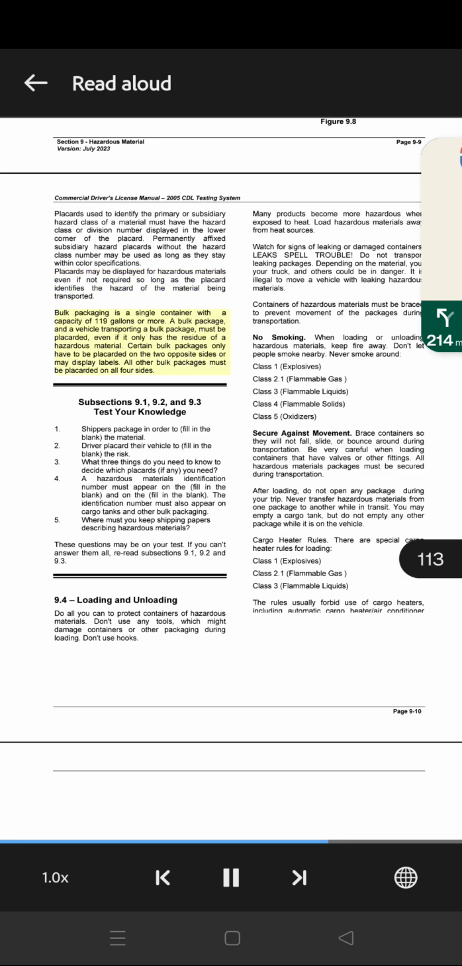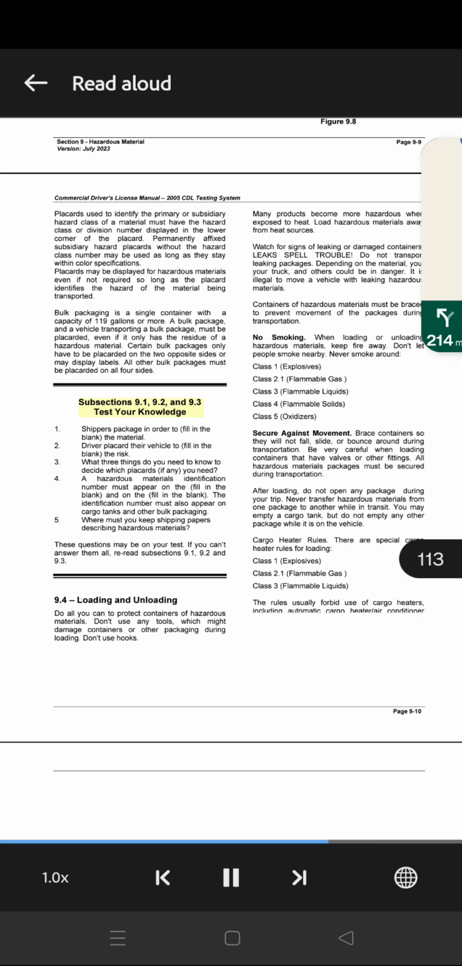Bulk packaging is a single container with a capacity of 119 gallons or more. A bulk package, and a vehicle transporting a bulk package, must be placarded, even if it only has the residue of a hazardous material. Certain bulk packages only have to be placarded on the two opposite sides or may display labels. All other bulk packages must be placarded on all four sides.